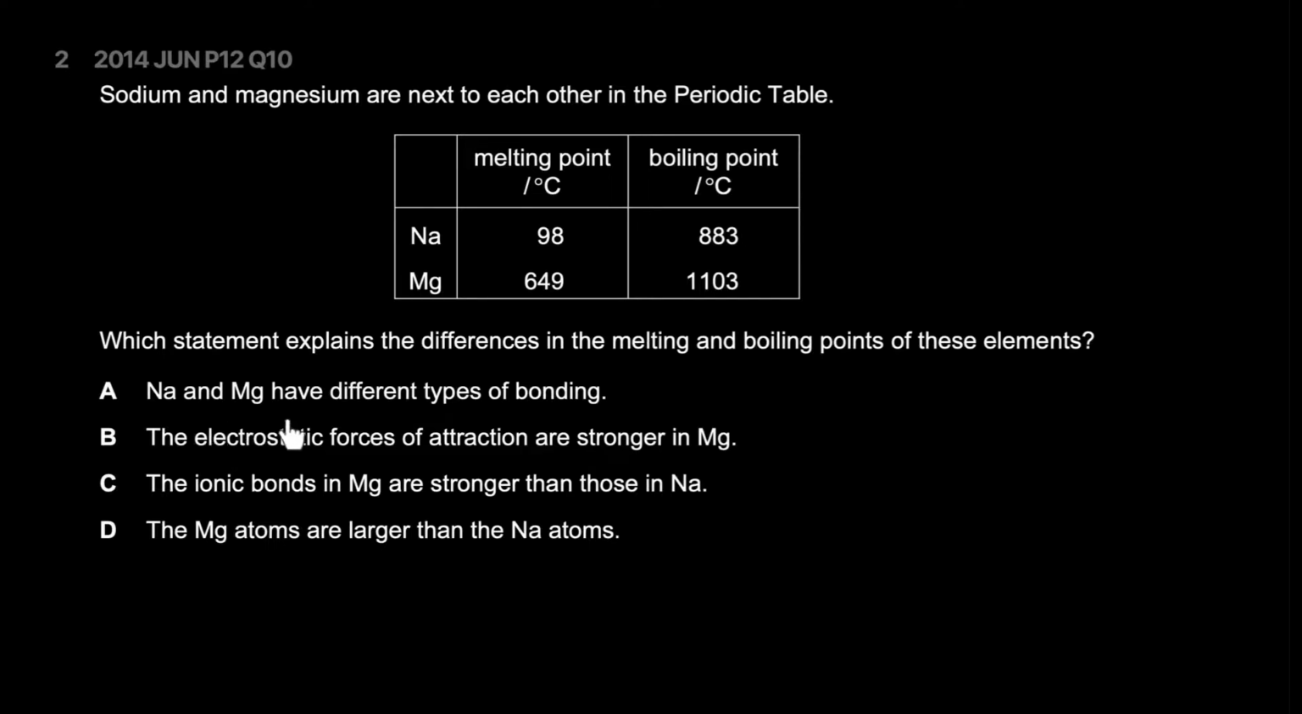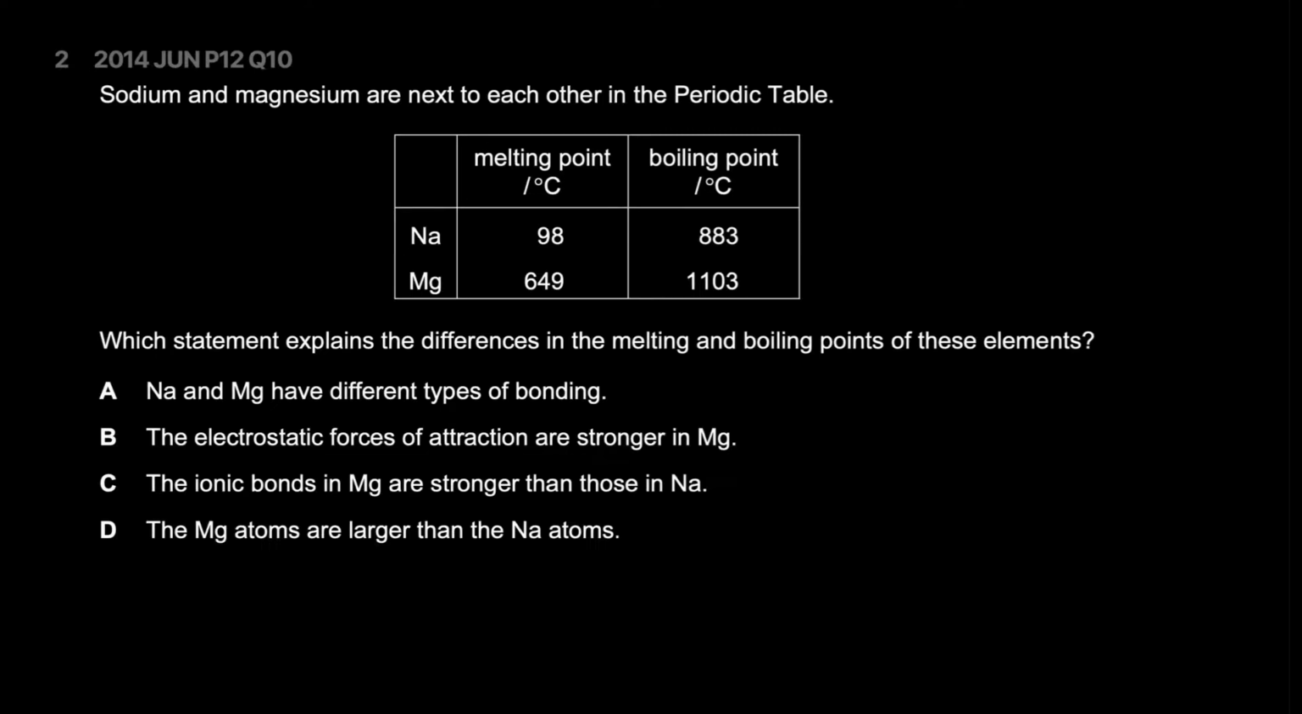Well, sodium and magnesium have different types of bonding. That's not true. Both of them are metals, so same reason. The electrostatic forces of attraction are stronger in magnesium. So the electrostatic forces are responsible for why something has a melting point or boiling point. The more the attraction, the harder it is to separate, so more heat is required to separate them. Essentially, that's what melting and boiling is.